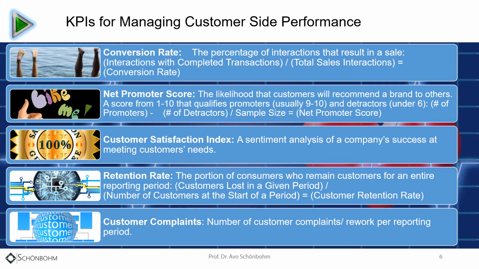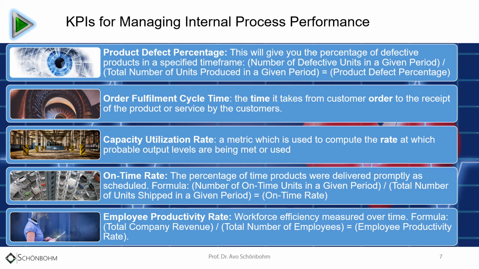Number 5, it's about customer complaints. Yes, also negative KPIs can contain valuable information. If we have the sheer number of customer complaints or reworks per reporting period, this shows us the magnitude of problems that we have to address. Let's continue with KPIs for managing internal process performance.